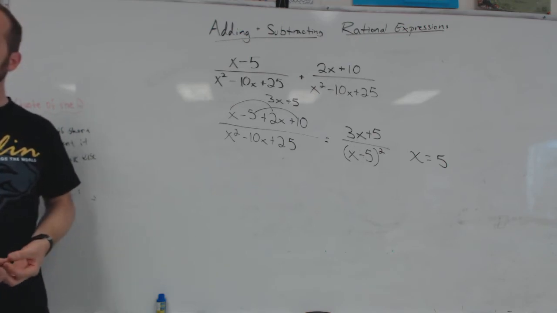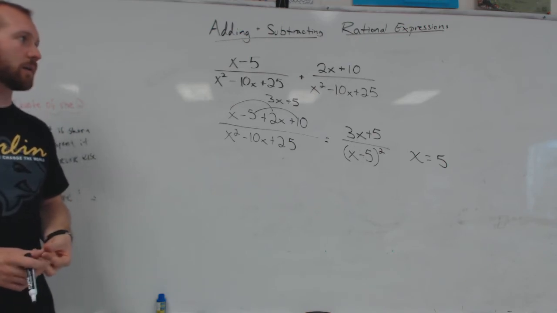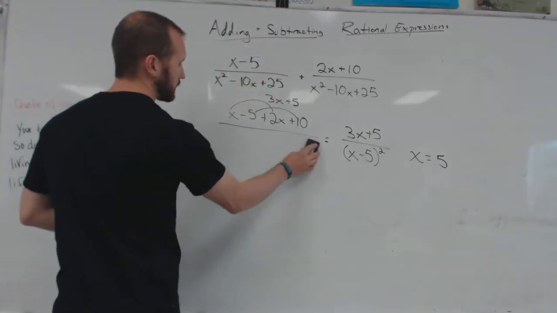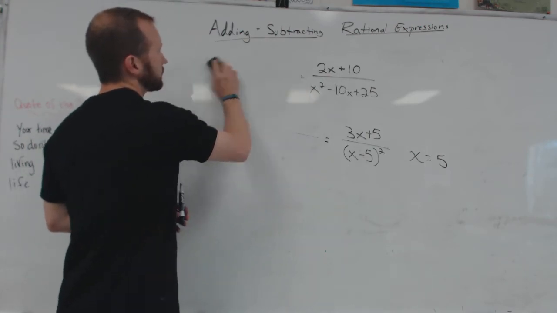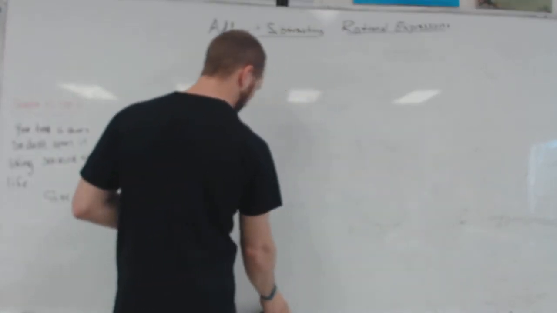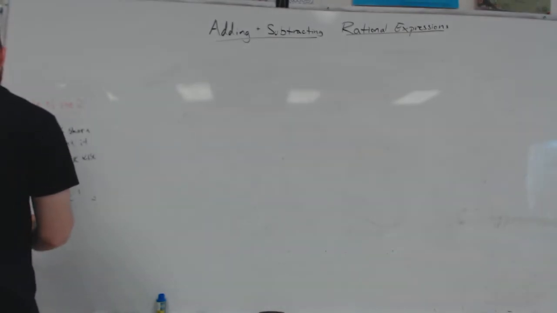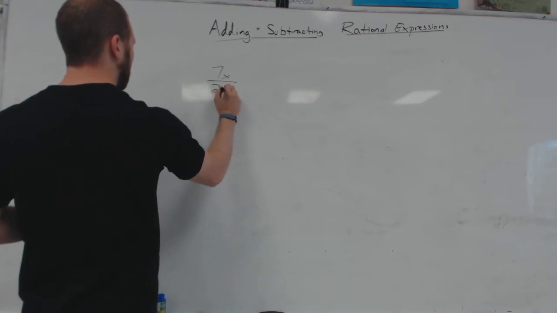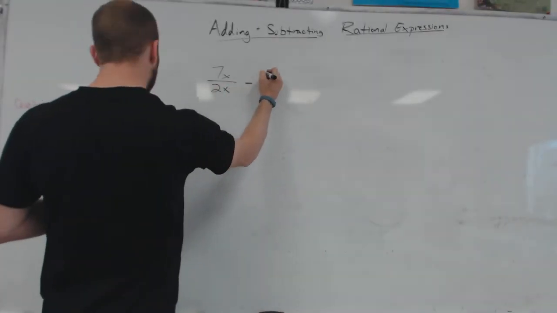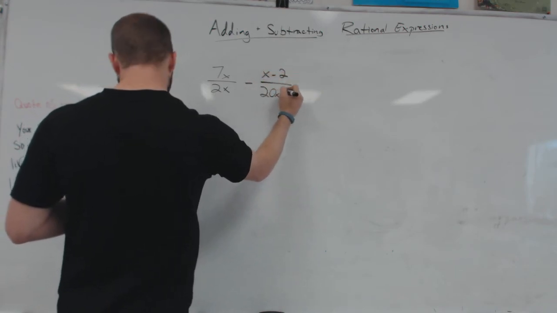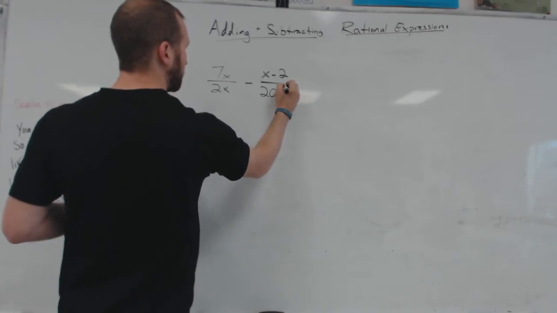What if it's different denominators? Yeah, so let's take a look at one that has different denominators. That's kind of the next level. So let's do this one. 7x over 2x minus x minus 2. Okay.